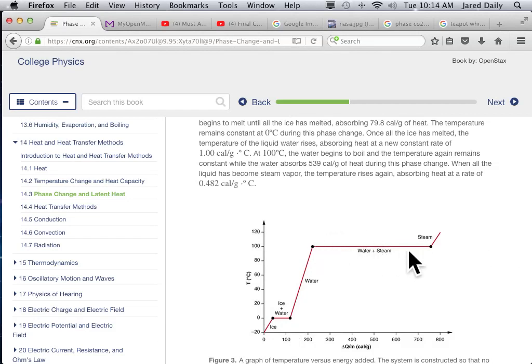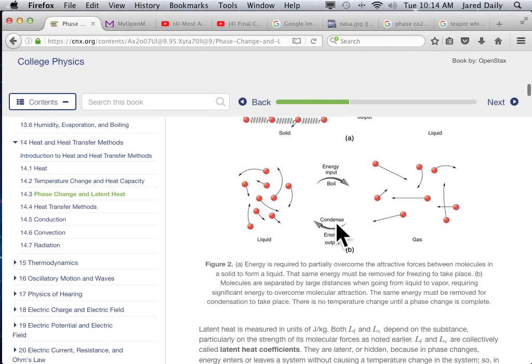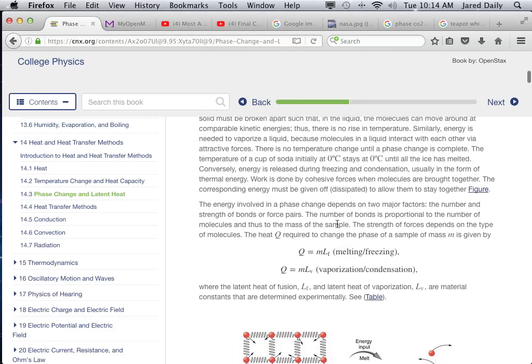But the problem is that we already have an equation that tells us how much heat it requires to change something's temperature. That was that specific heat equation. Now we need an equation that's going to tell us how much energy it takes to turn something from a liquid to a gas, or from a liquid to a solid, or whatever. How much energy that requires, and so we have a new equation for that. And this equation is called the latent heat equation.